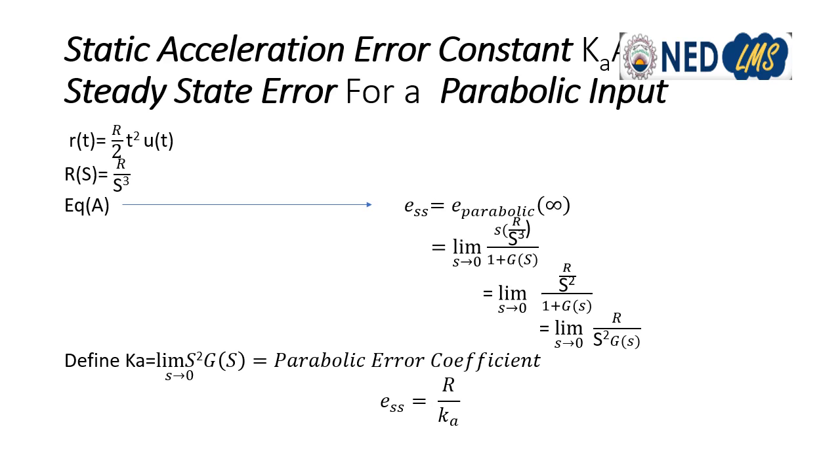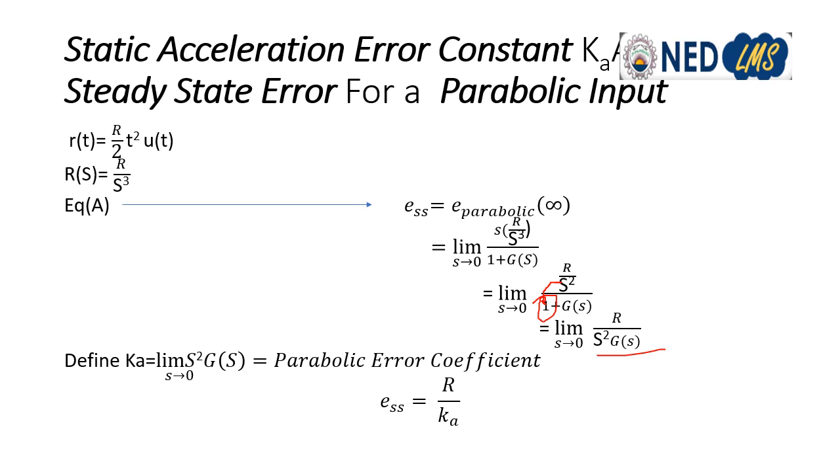Similarly, we put the value of R of s in equation A, in the similar fashion we have done for ramp and step function, and this time after cancelling one power it will become R upon s square. When we move this s square in the denominator and apply the limit, this term will become 0 and it will become R upon s square g of s. So we define the acceleration error constant as limit s tends to 0 of s square g of s, and the corresponding steady state error will be defined as R upon ka.